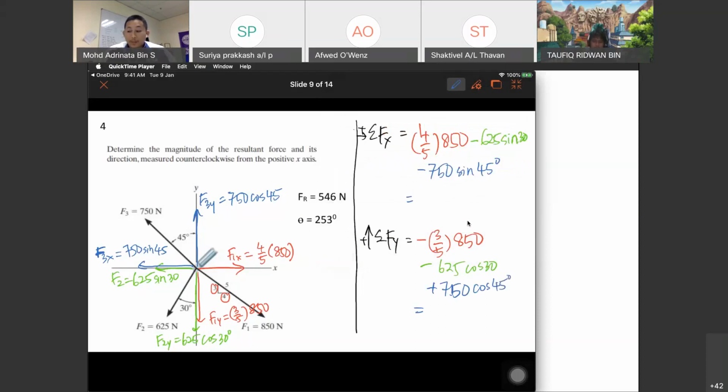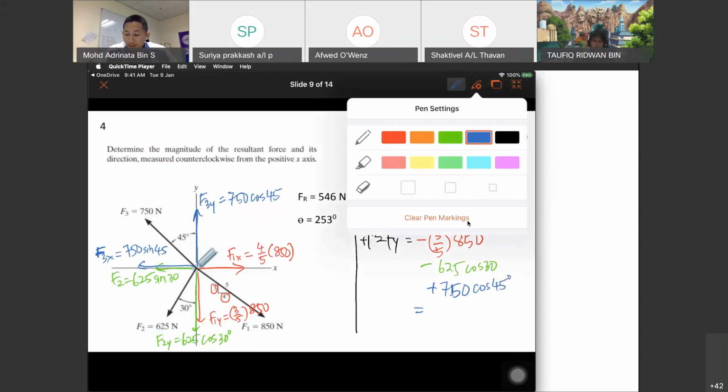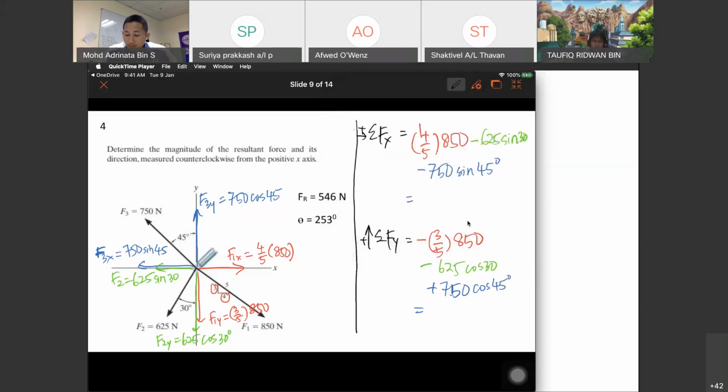Okay, so you can get the answer: 162.8 Newton, and this one negative 520.9 Newton. So if negative, our X is negative and Y is negative like this. So we have 162.8 and 520.9. This is our resultant force.